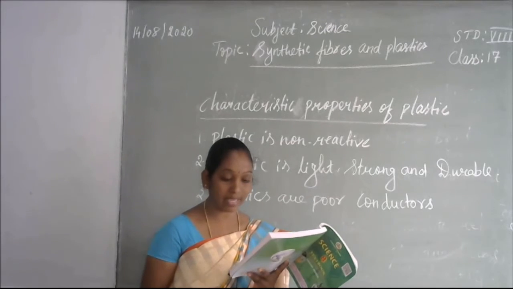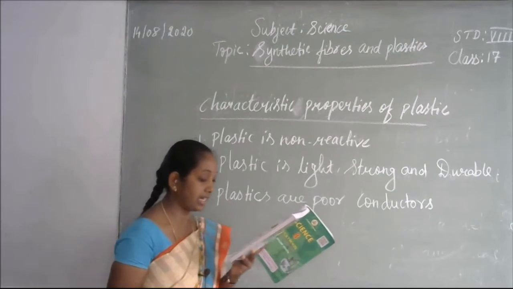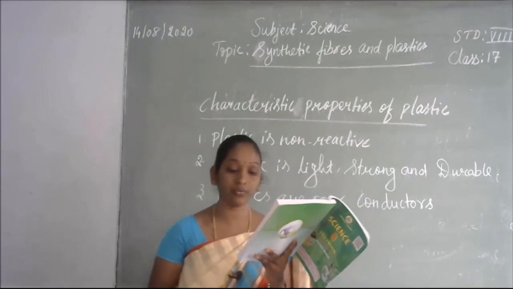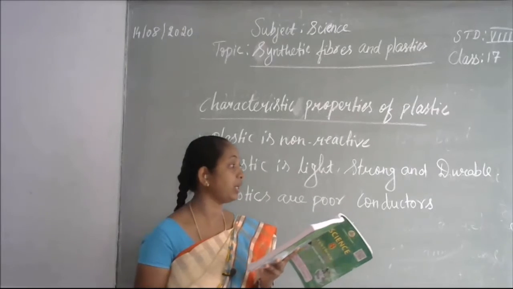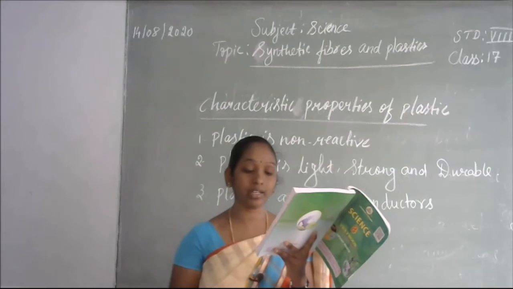Why is plastic light and strong? What is the reason for that? Plastic is lightweight and very strong and durable, and it can be molded into different shapes and sizes. We can make it into any shape and size, and it's used for various purposes.